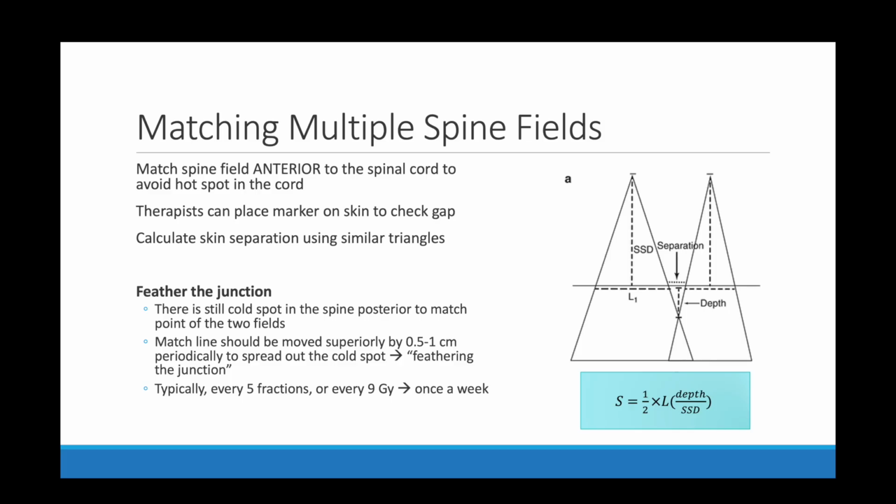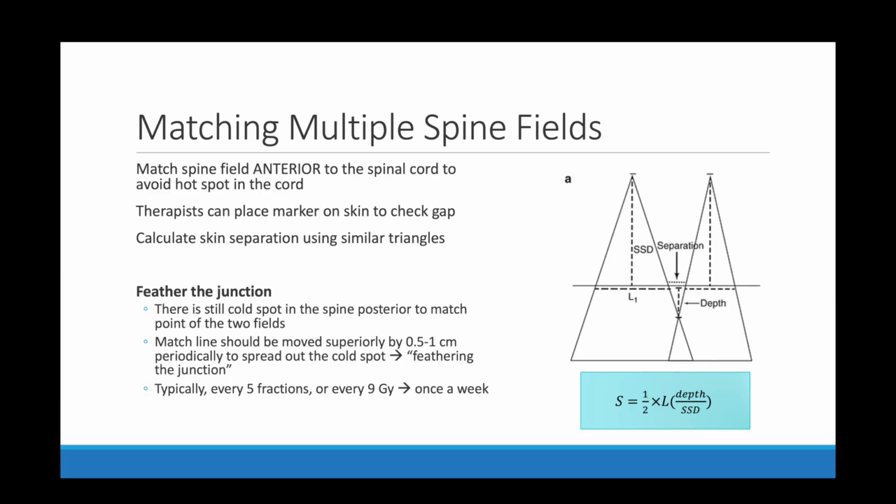So we've hopefully understood now the mathematical wizardry that goes behind matching those brain and spine fields. And then there's one last piece of the puzzle, which is matching our multiple spine fields. We've already talked about this, but now let's put the math behind it. As we said, we try to match the spine fields anterior to the spinal cord. It doesn't have to be anterior to the vertebral body, just right anterior to the spinal cord so that we avoid the hot spot in the cord, and whatever hot spot we get goes in the bone, which is important but less important than the cord itself.